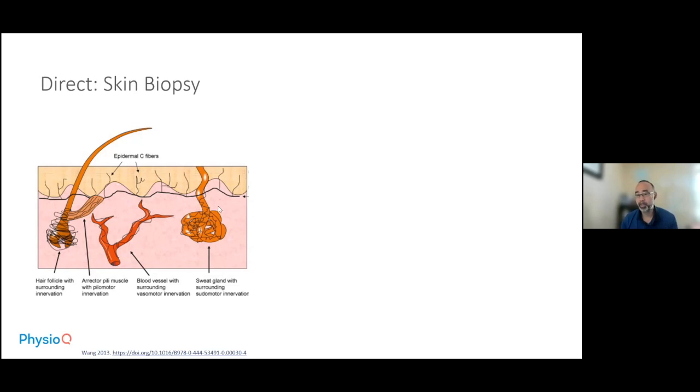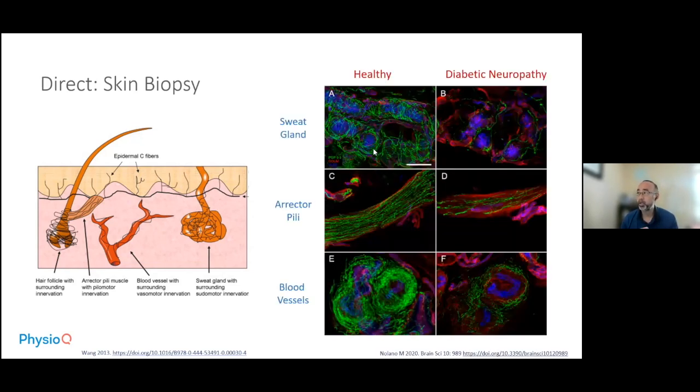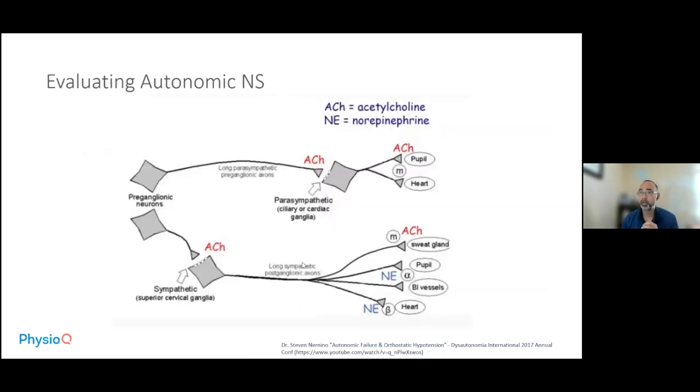So when you take a biopsy of the skin, you can actually take a look at the nerves, the sympathetic nerves, which is labeled here in green. And this is a comparison between a healthy person on the left side compared to a person with diabetic neuropathy. And you can see that the sympathetic nerve is intact in the sweat glands for the healthy person, not so much in the diabetic neuropathic patient. Same with the erector pili, and then for the blood vessels, you could clearly see that difference. But these are clearly invasive approaches. So you want to take a look at indirect assessments because that's more practical.